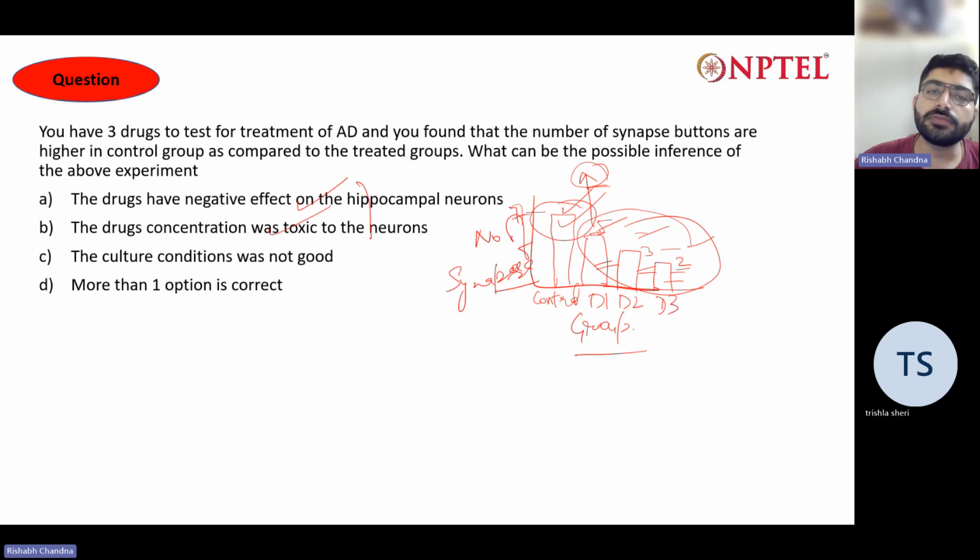Okay, so these both can be the reason why the drugs are not showing good results in this case, and the control group has a high number of synapses as compared to the drug group. Because Alzheimer's disease is a degenerative disease, to see whether a drug is working or not, we have to see the number of synapses increasing after treatment with the drug. So we see whether the drug is helping the neurons to form synapses or not. Here in this case, it is not helping, or it has a negative impact on the neuron itself.